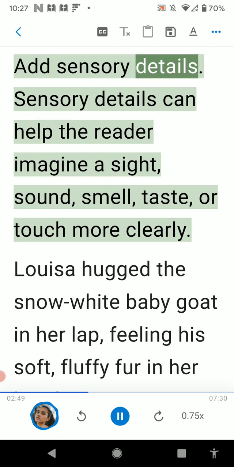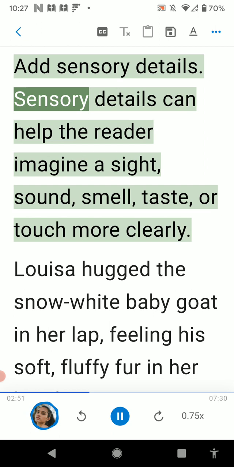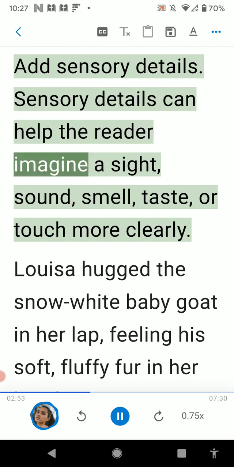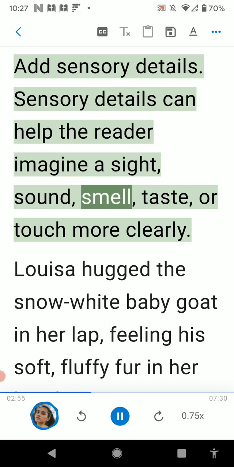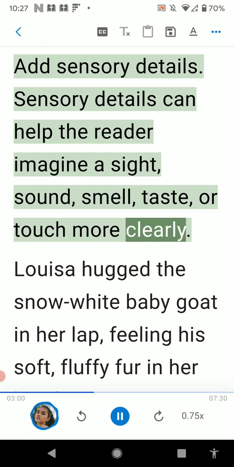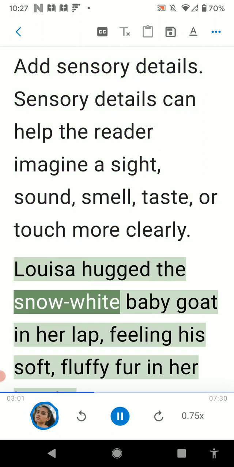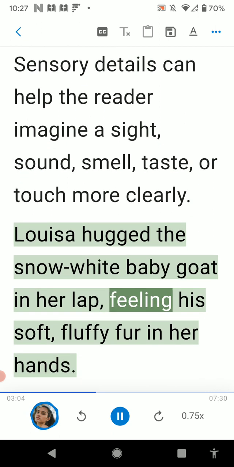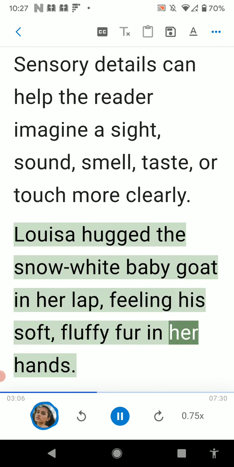Add sensory details. Sensory details can help the reader imagine a sight, sound, smell, taste, or touch more clearly. Louisa hugged the snow-white baby goat in her lap, feeling his soft, fluffy fur in her hands.